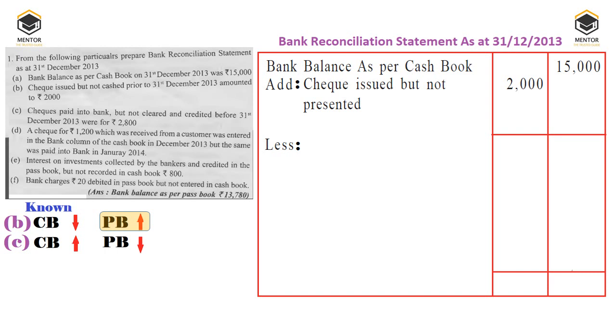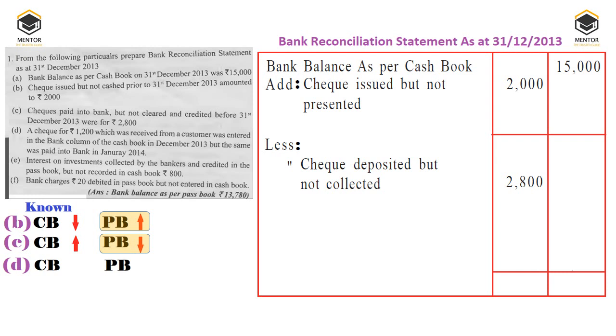So which one do we need to find out? The passbook. So what is the movement in the passbook? It is less. Therefore, it should be deducted. Checks deposited but not collected, 2800. Clear? The next item. A check for 1200 which was received from a customer, entered in the bank column of the cash book, but the same was paid into the bank in January. But we are preparing only up to 31st December, no?